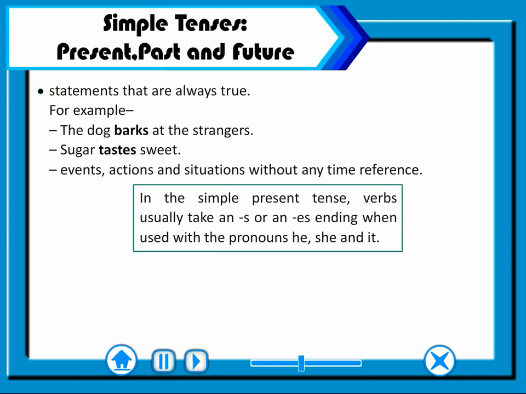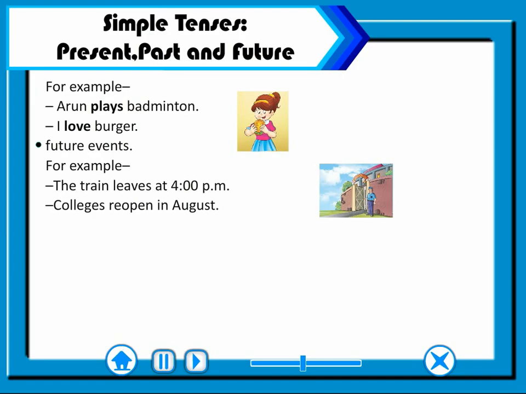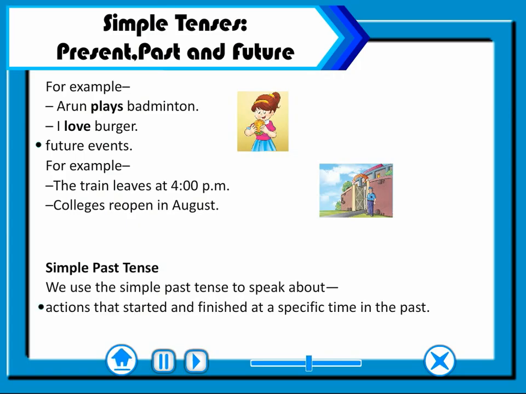Events, actions and situations without any time reference. For example, Arun plays badminton. I love burger. Future events. For example, the train leaves at 4 p.m. Colleges reopen in August.